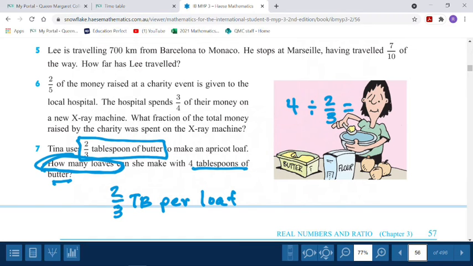And does somebody want to put that in your calculator for me, please? And you get 6. So that means she has enough butter to make 6 loaves. So these take some thinking. You've got to watch out for your question. We're not asking about how much butter, we're asking how many loaves. And that does not agree with the subject with the numbers we have. Do you see? And that's how you know it's always going to be divide.